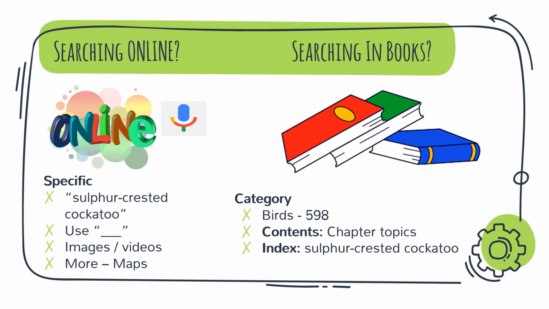So that's the difference between searching online and searching in a book. Searching online, we go straight for the term. Searching in a book, we have to go hunting via the contents and the index page.